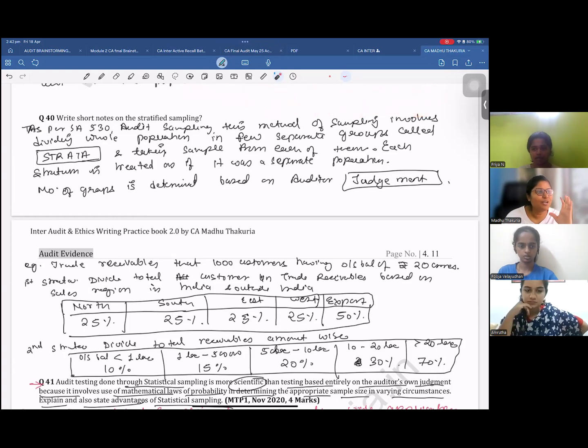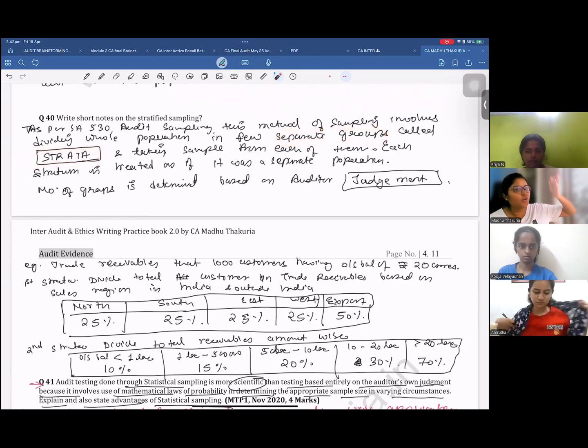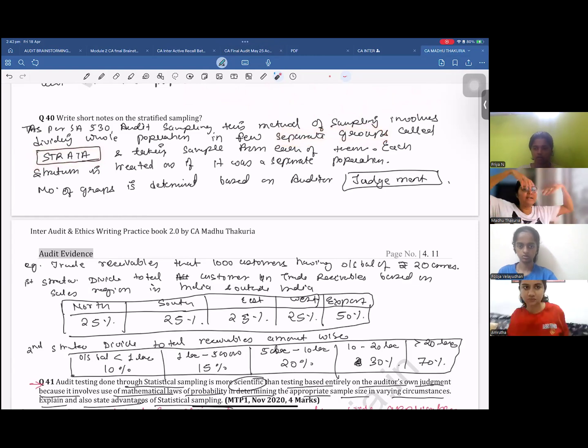Dividing the entire population into subgroups, separate groups, which is known as a strata. For example, I don't want to select random samples from 10,000 sales invoices. I want to divide those 10,000 invoices based on the number of invoices raised in the north region, the south region, east region, west, and exports.